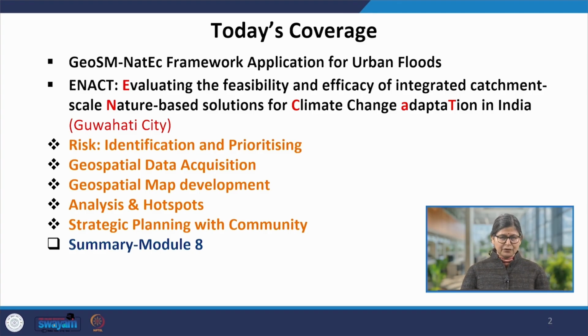It was done for the Guwahati city and it was a multi-institutional project, and we took care of this nature-based solution where we used the Geosm-Natec framework. In that, we will be discussing risk identification and prioritizing, then geospatial data acquisition, geospatial map development, analysis and hotspots, and strategic planning with community. And today we will end with the summary for the lecture module 8. So the 8th week lectures we will be discussing in summary.